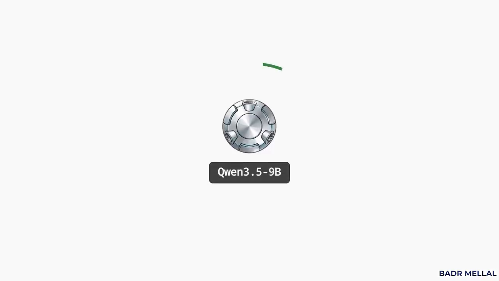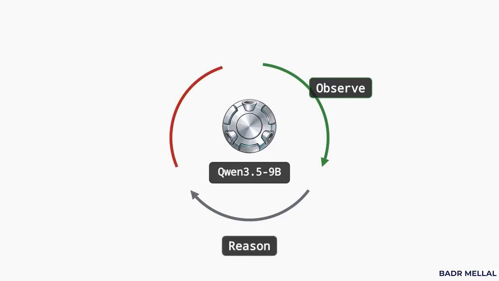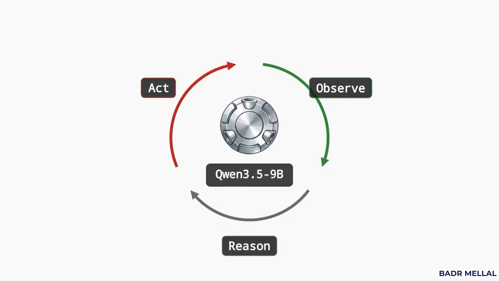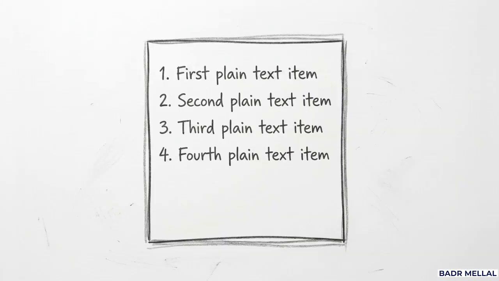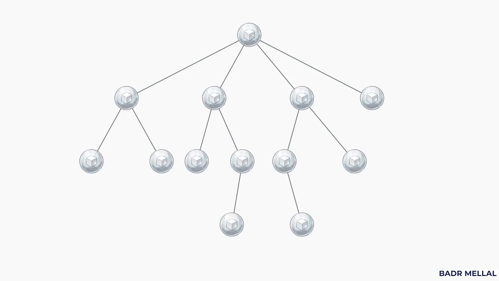The architecture relies on a ReAct loop, wrapping the local Qwen 3.5 9B model. In this loop, the model never sees raw HTML, and it never writes a single CSS selector. This is achieved through query-aware DOM pruning.